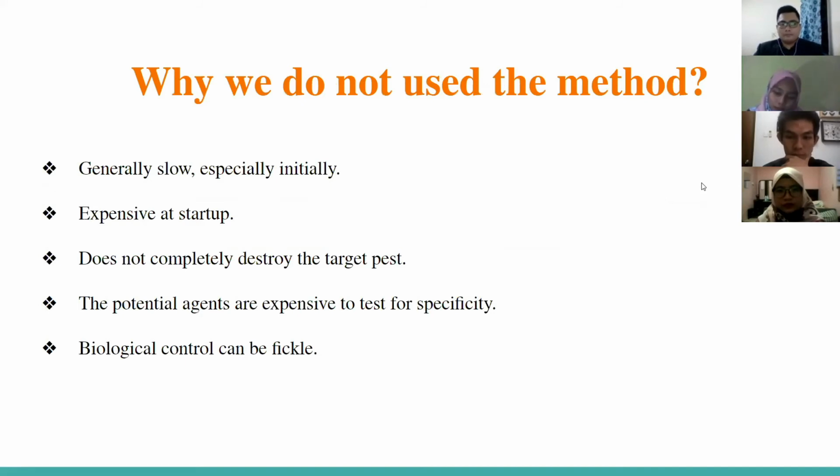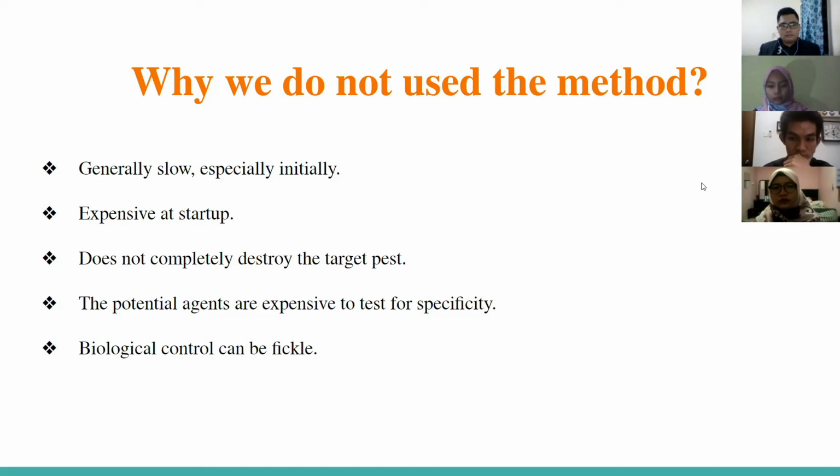So why do we not use the method? Firstly, it is generally slow, especially initially. It takes a lot of time and patience for the biological agents to work their magic on a pest population, whereas other methods like pesticides provide immediate results. Secondly, it is expensive at startup. While it is cheap in the long run, the process of actually setting up a biological control system is a costly endeavor. A lot of planning and money goes into developing a successful system.